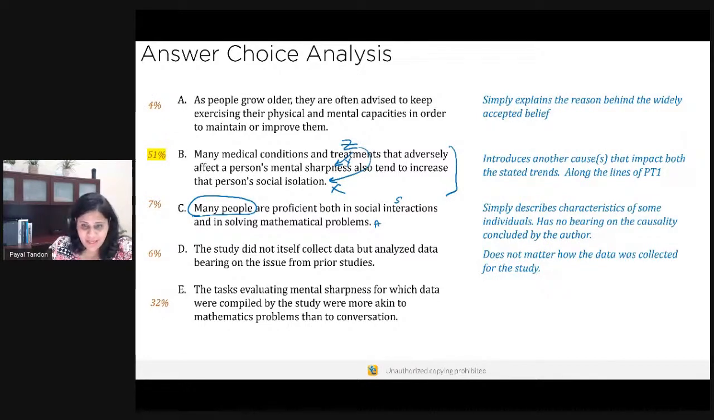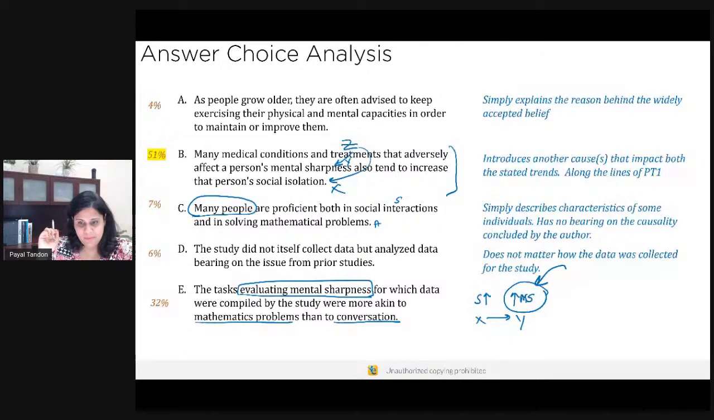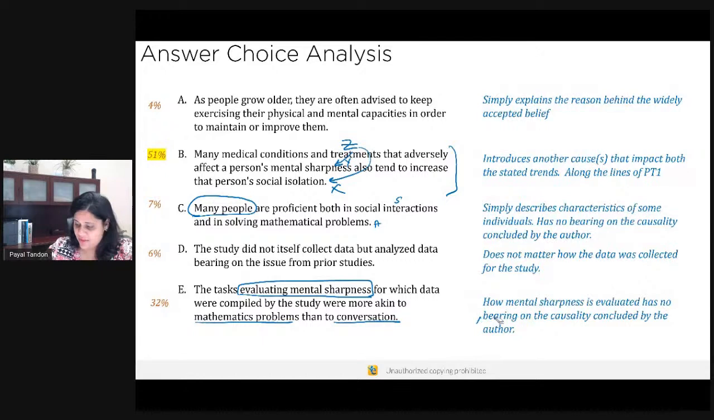Choice E, which again quite a few of you selected, is also playing on the fact that you are staying on the surface of the passage. What do I mean by that? Look at what choice E is saying. Tasks evaluating mental sharpness were more akin to mathematics problems than to conversation. How does it matter how mental sharpness was evaluated? All you know for sure from the study is that people who have higher social interaction also report better mental sharpness. How this mental sharpness is calculated in the first place has no bearing on the causality that the author is setting from X to Y. How that Y was calculated has no bearing. So people who selected choice E stayed on the surface. Does this make sense? There were quite a few of you who selected choice E.